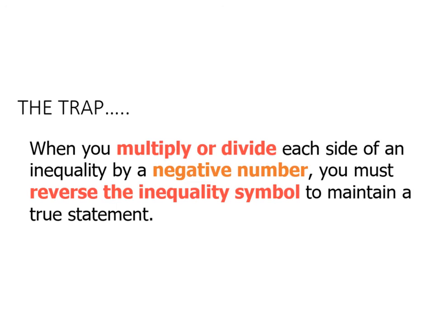Now, the one key difference between solving an inequality and an equation is when you're multiplying or dividing by a negative number. Whenever you multiply or divide each side of an inequality by a negative number, you must reverse the inequality symbol to maintain a true statement, which means you're just going to flip the direction of your inequality symbol.